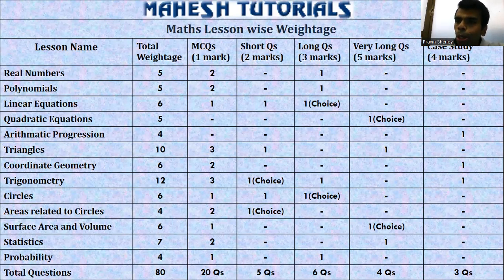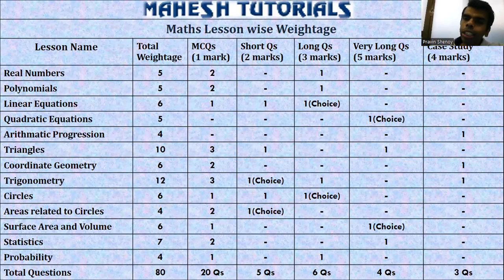Students, trigonometry over here is a combination of 2 chapters. Some applications of trigonometry and introduction to trigonometry. Combining both chapters, the weightage is 12 marks, whereas triangles alone has a weightage of 10 marks. So put together both the trigonometries, the weightage is 12 marks.